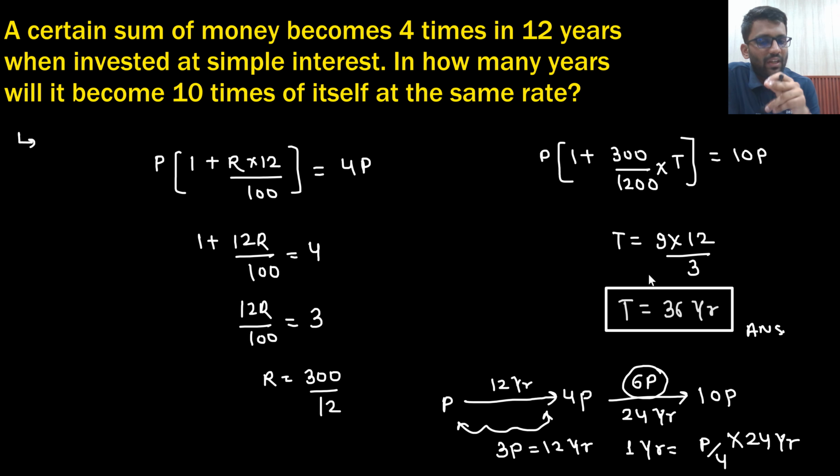You started from P to 4P in 12 years. That means you are taking 3P in 12 years. That means in 1 year you are taking P by 4.